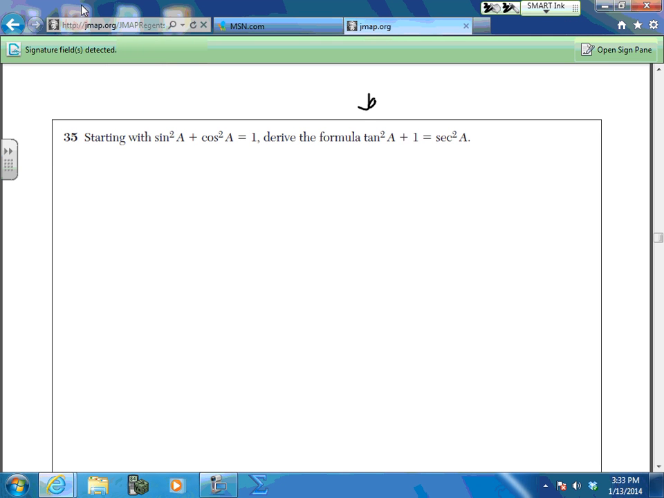Okay, we are finishing off January 2011. This one asks you to derive a formula from this existing one. Now, you should know these. This one is one that you have to know.